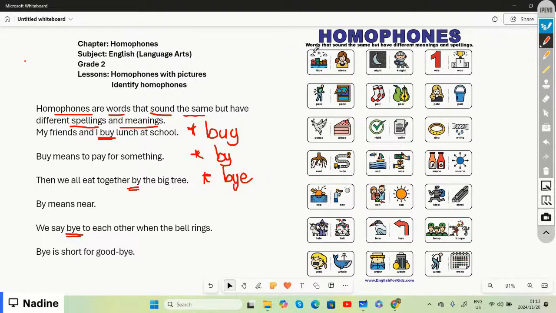And look at this one. Let's choose this one, night. Here we have a word night. This night is, for example, when the sun has set, it is nighttime. The moon, you can see the beautiful moon at night. That is night.